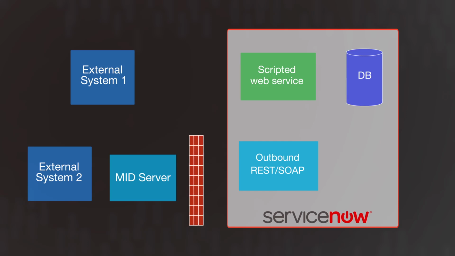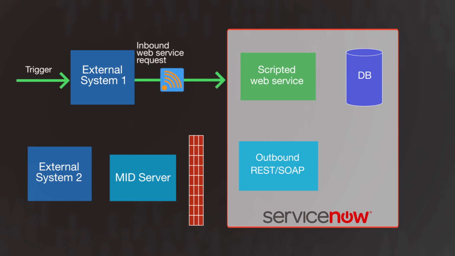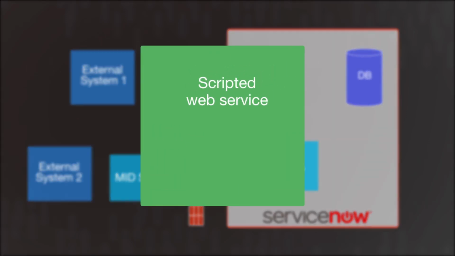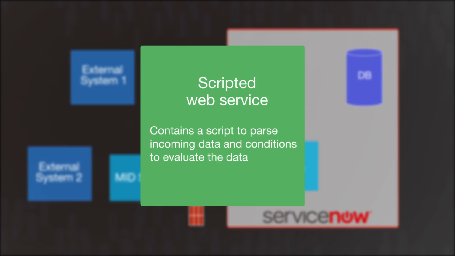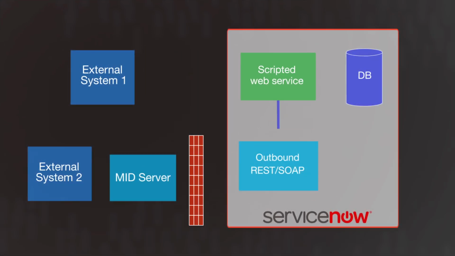First, a laptop purchase on the external system triggers a web service request that invokes a custom web service on the instance. This web service contains a script to parse incoming data and conditions to evaluate the data and take appropriate action. In this case, the required action is to get some asset data from SAP. So the instance sends an outbound web service request via REST or SOAP to that external system to get the asset data. But because the external system is behind a firewall, the instance can't make a direct call.